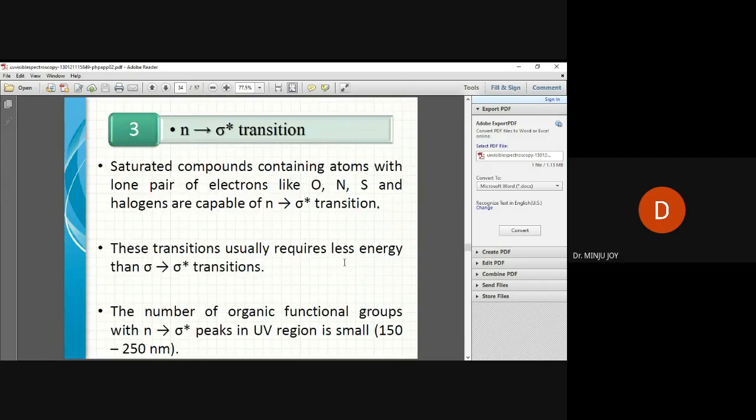Next is n to sigma star. n means it's a non-bonding level. Usually oxygen, sulfur, nitrogen, these types of lone pair containing atoms or elements undergo this type of transition, along with halogens. These transitions usually require less energy than sigma to sigma star transitions. The number of organic functional groups with n to sigma star peaks in the UV region is very small, and its range is from 150 to 250 nanometers.